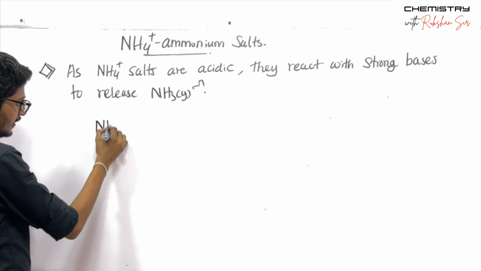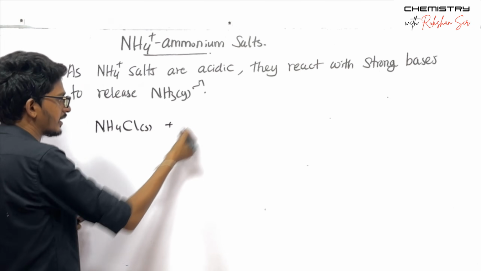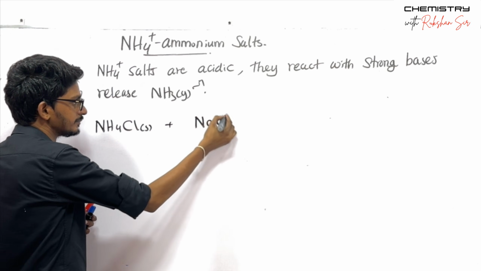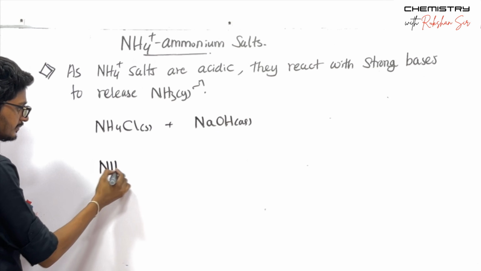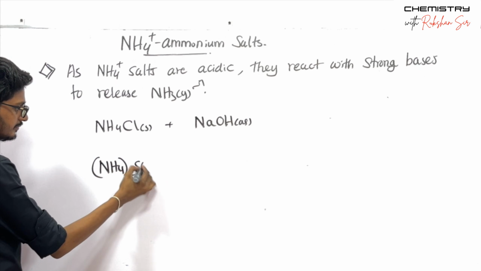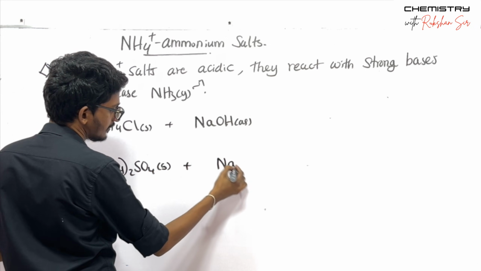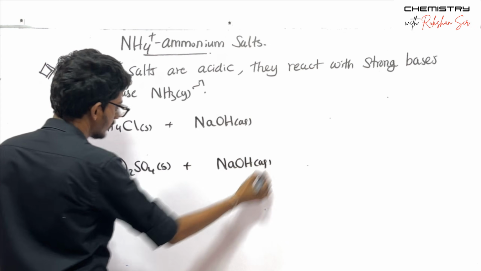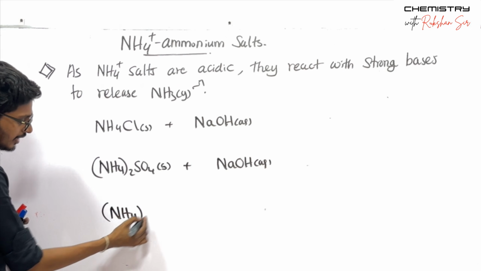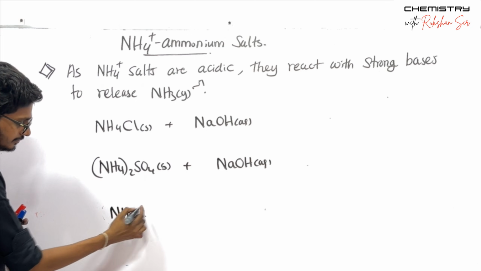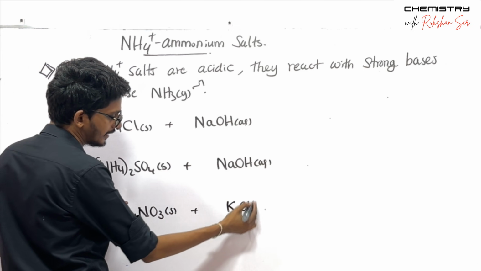Ammonium chloride, reactions we can try to do with NaOH, with any strong base. Ammonium sulfate with NaOH, with strong bases. We can use any strong base. So let's see, ammonium phosphate, ammonium nitrate, with some KOH and another strong base.